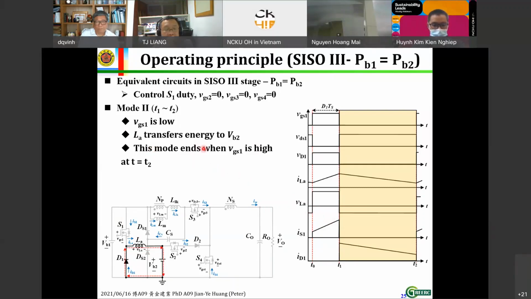And when the VGS1 is low, the inductor LA will release energy to VB2. This mode ends when the VGS1 is high at T equal to T2. So both SISO2 and SISO3 are the traditional buck converter operating mode.